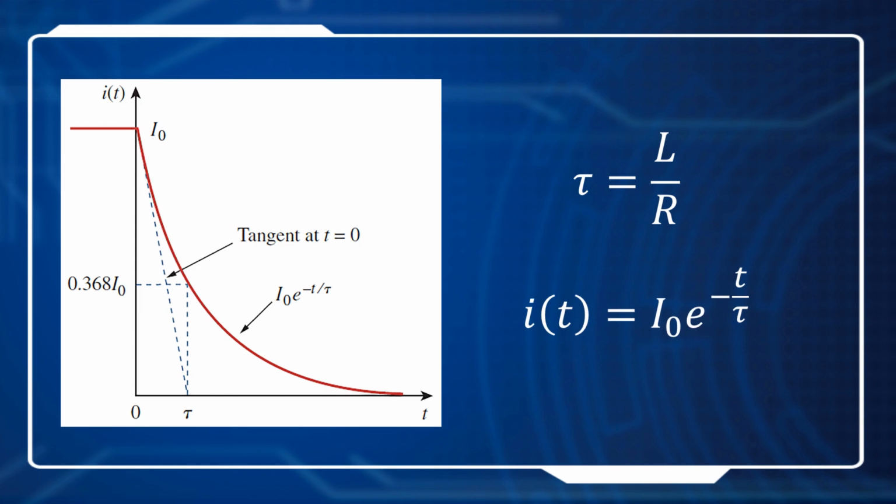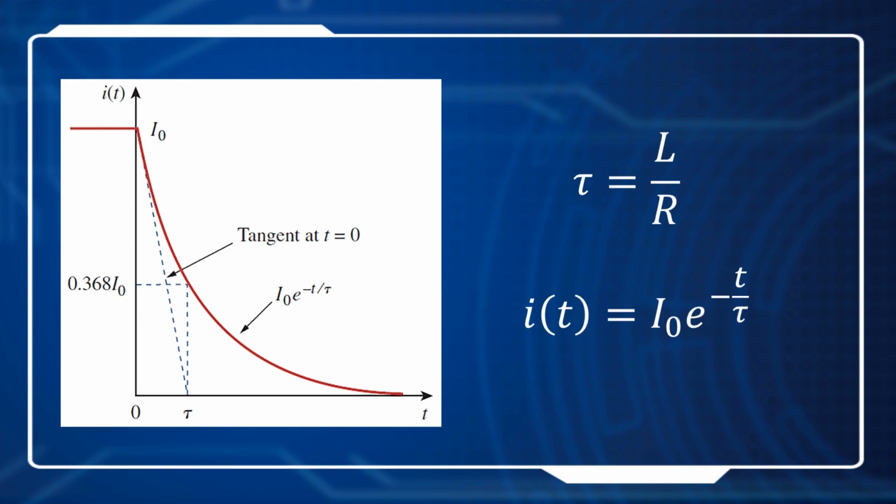And you can find this solution is very similar to the previous one, which is from the RC circuit. The definition of the time constant tau is just like the previous one. That means the time constant tau is the time needed for the current to drop to 36.8% of the initial value.